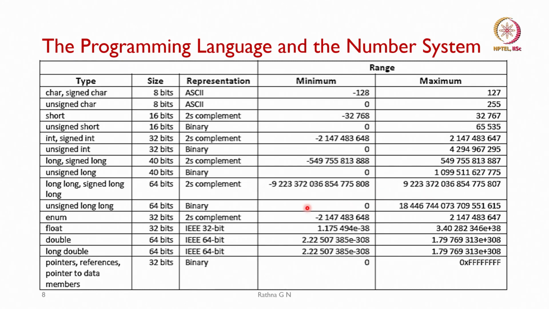And for unsigned, you can have unsigned long long, which is going to be 64 bits, binary. So, 0 to 2 power 64 minus 1 will be the value in this case.